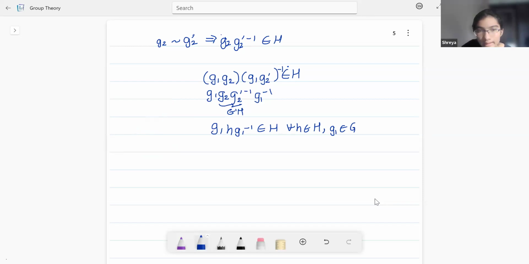Anyways, this thing is just saying G1 times the whole set H times G1 inverse, as a set, is equal to H. And you multiply over here by G1 and then you'll get this, which is precisely the normal condition.